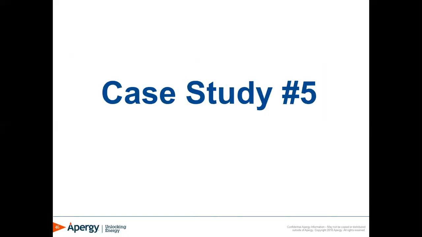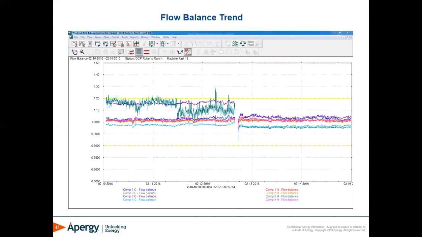Case study number 5, this is the last case study here. Once again, starting off with flow balance trend. We remember that higher than 1 is typically a suction valve leak. Lower than 1 is typically a discharge leak.